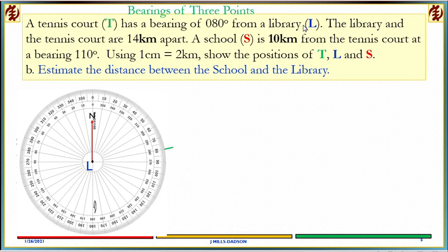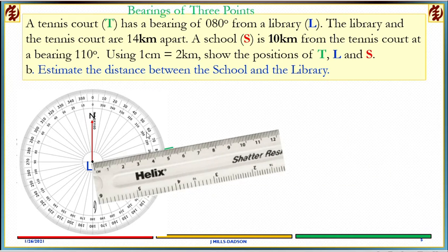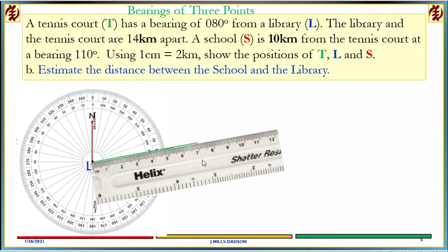But the distance between the library and the tennis court is 14 kilometers. And you need to understand the scale. 1 cm is 2 kilometers. So if it is 14 kilometers, what should that be? 2 times 7 is 14. So 1 times 7, 7 cm. So measure 7 cm. Okay, that's my 7 cm. The end point of it will be my tennis court.